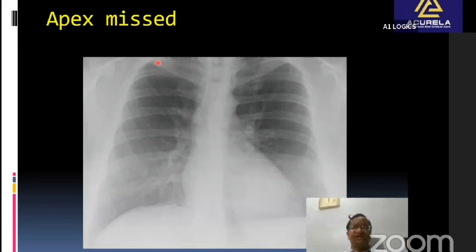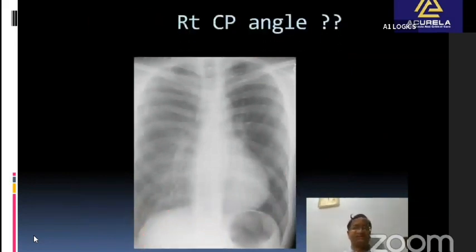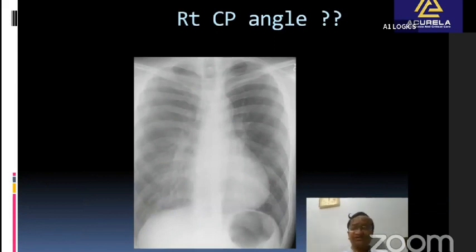Here you can see if there is going to be a TB in the apex, it is missed. This X-ray is fine, but it is missed here. Now you can see there is no right CP angle. If there is a pleural effusion here, we might very well miss this. The right CP angle is not at all shown in the X-ray.